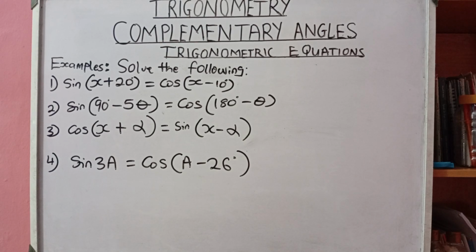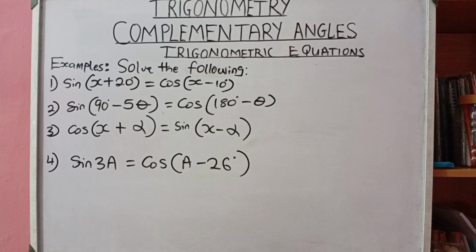Here we are required to solve some problems regarding trigonometric equations. As you can see on the board, number one, you have sin(x + 20°) = cos(x - 10°). Then number two, sin(90° - 5θ) = cos(180° - θ).